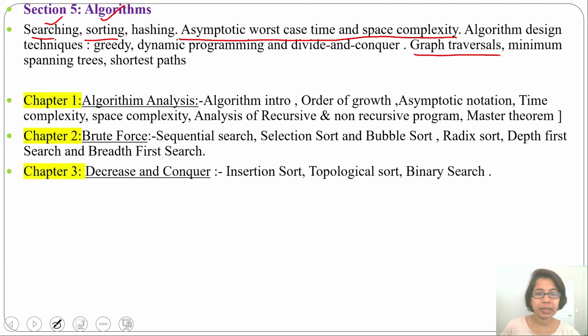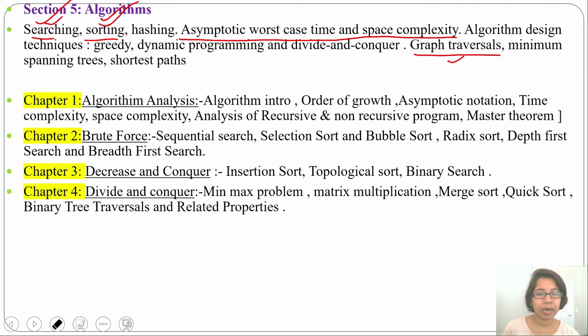In Chapter 3, that is the decrease and conquer technique, I discussed insertion sort and topological sort that come under sorting, binary search that comes under searching, and topological sort that is also part of graph traversal. In Chapter 4, I will discuss the divide and conquer technique. There I will discuss min-max problem, matrix multiplication, merge sort, quick sort, binary tree traversal and related properties.